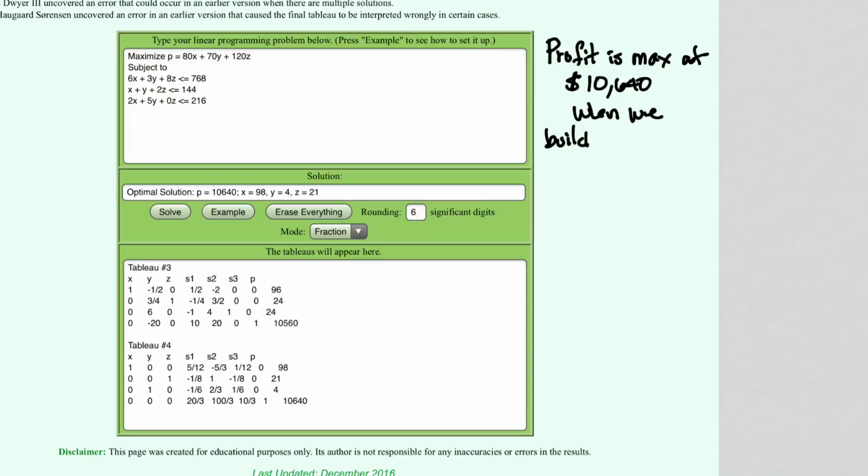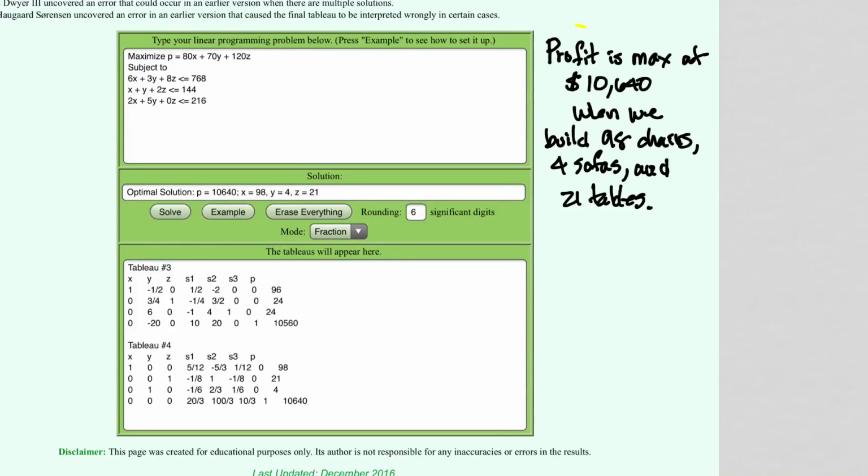So when we build 98 chairs, Y is the number of sofas, so we're going to build, there's our 14, 14 sofas, and finally, here's our other active variable, Z is equal to 21, and 21 tables.